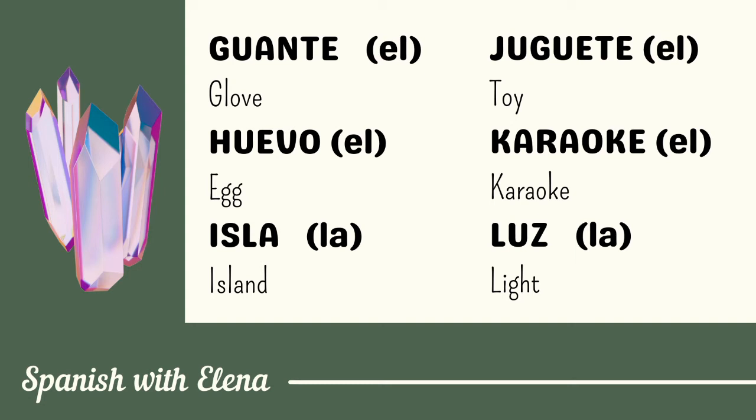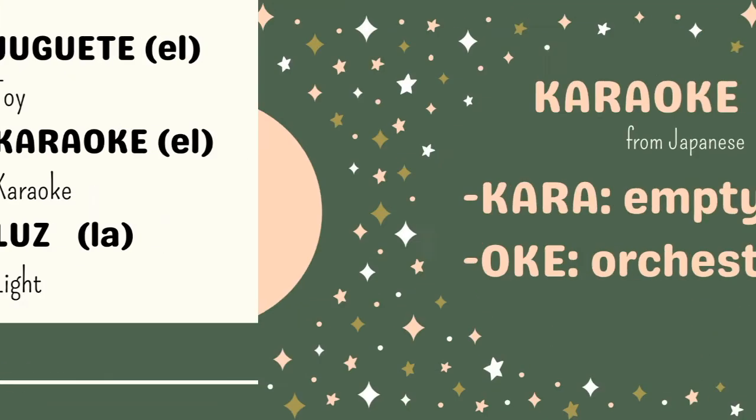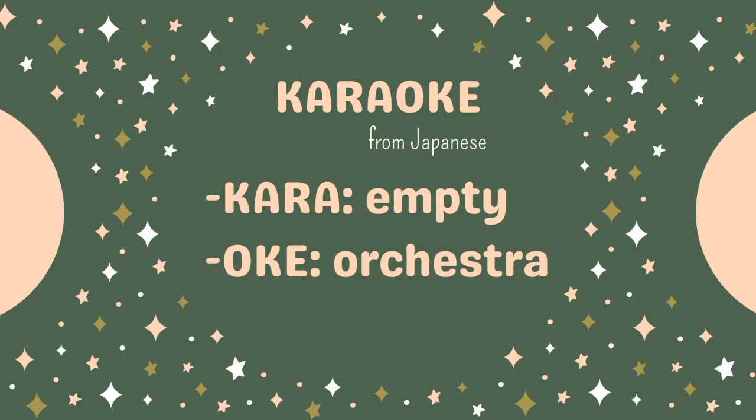The next word looks the same in English and in Spanish, but the pronunciation is slightly different. In English, you would say karaoke, and in Spanish, you would say karaoke. El karaoke. And there's some extra information I'd like to share with you about the origin of this word. The word karaoke is derived from two Japanese words. Kara comes from the word karapo, meaning empty or void, and oke comes from the word okesutura, meaning orchestra. Sorry about my awful Japanese pronunciation, by the way.